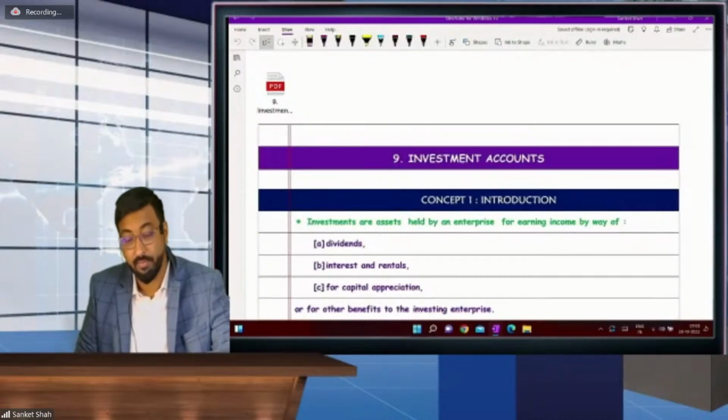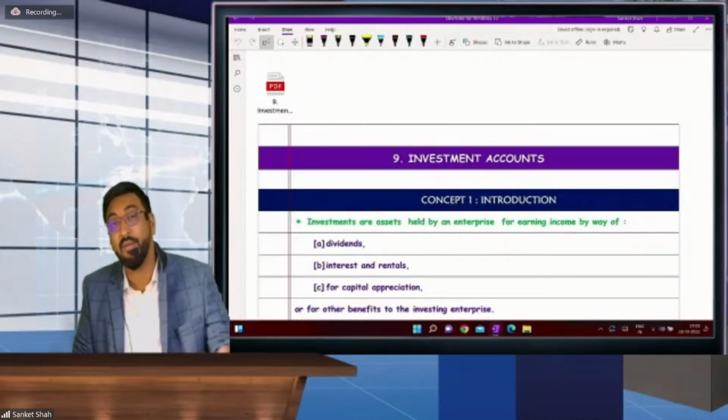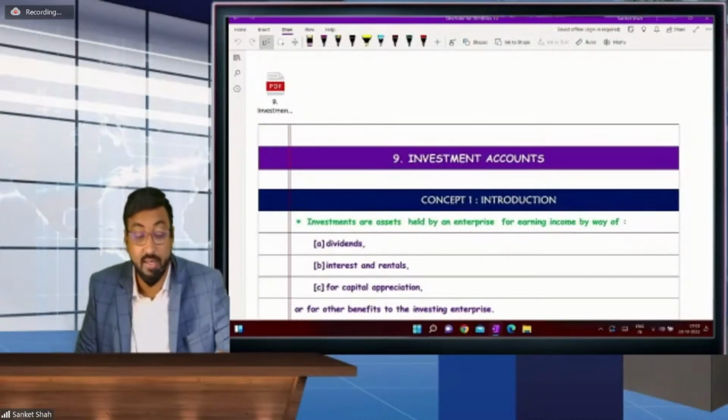I hope you are getting this concept. If you can recall with my speed, it means you do not have to revise. You have revised it on a daily basis.